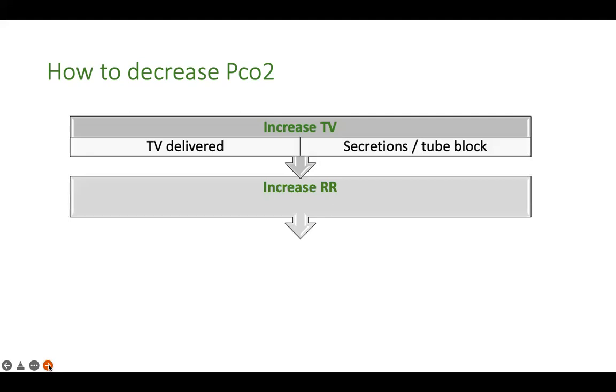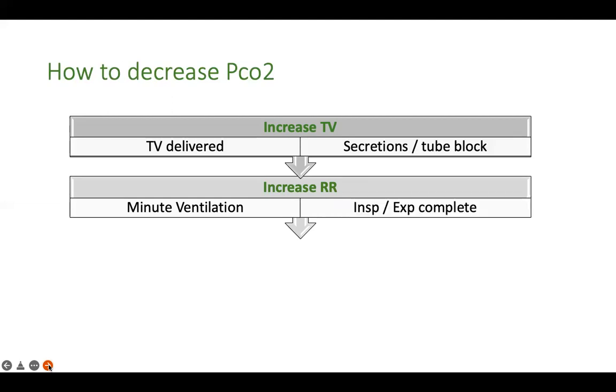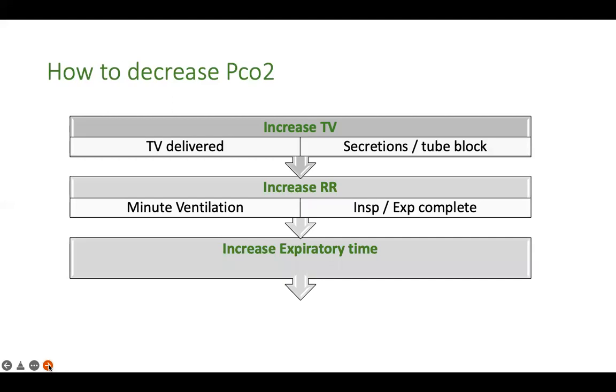The second is, yes, CO2 can be brought down by increasing the respiratory rate, but you have to always see that minute ventilation is good, and that inspiration and expiration are complete. Blindly increasing the respiratory rate, compromising the inspiratory time or the expiratory time, both will cause PCO2 retention. And third, increase in expiratory time will bring down the PCO2 only in patients in whom expiration is incomplete. If expiration is already complete, further increase in expiratory time is not going to bring down the PCO2.